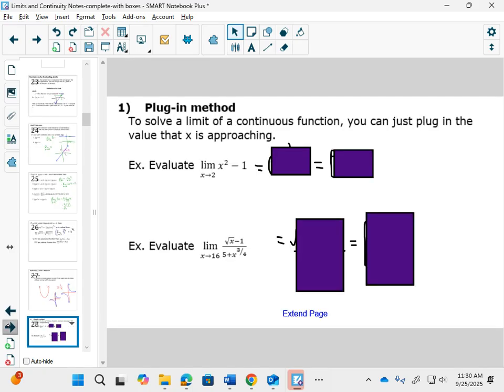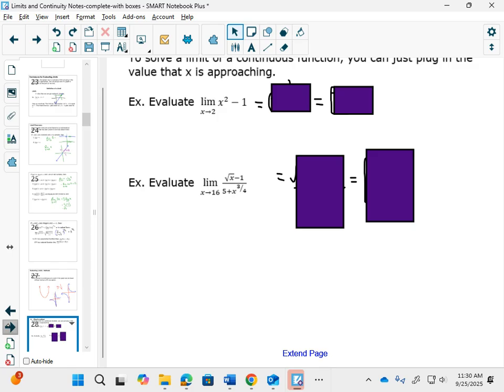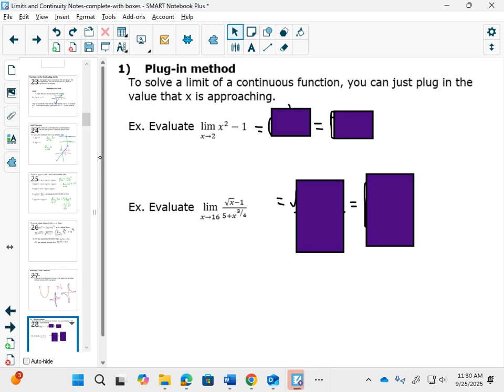Which leads us to the plug-in method for figuring out limits. This makes life really easy. So easy that they almost never ask you these questions because it's so obvious. If you have a continuous function, which you can draw without lifting your pencil, you could just plug in whatever the number is to get your limit. You don't have to check 1.9, 1.99, 1.999, and 2.01, 2.0001, getting closer and closer. You can just plug in 2. If I plug in 2 into here, what do I get? 3. That's the answer. And limits are super easy in this situation.